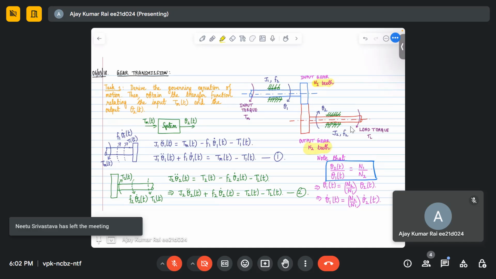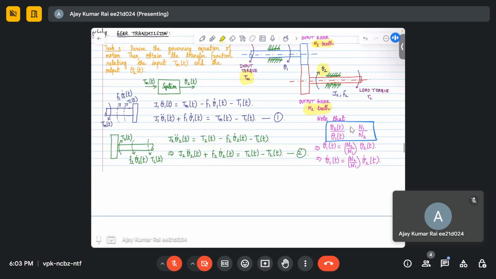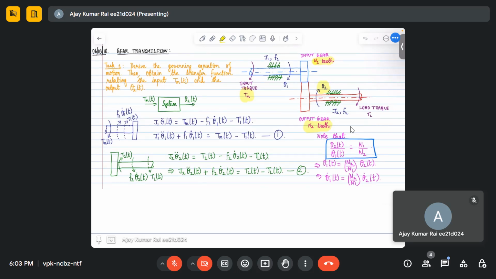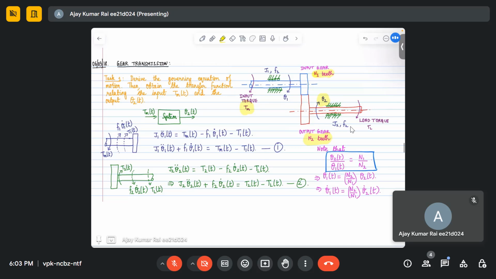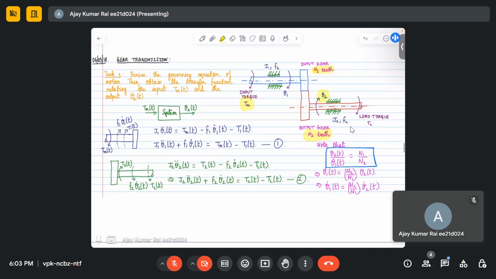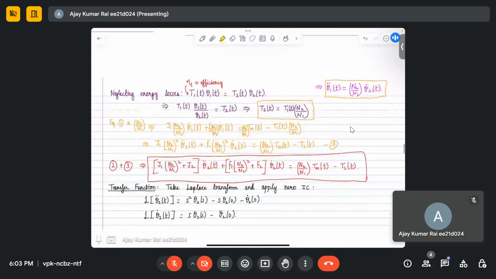For this particular gear transmission, the output is theta 2, and the input is the torque. So the input torque is the input and the output is theta 2. We are trying to get the transfer function. How do we get that? We use a free body diagram for each shaft and get these governing equations, 1 and 2. We also have a relationship between theta 1 and theta 2, relating the number of turns. Based on that we got one transfer function.